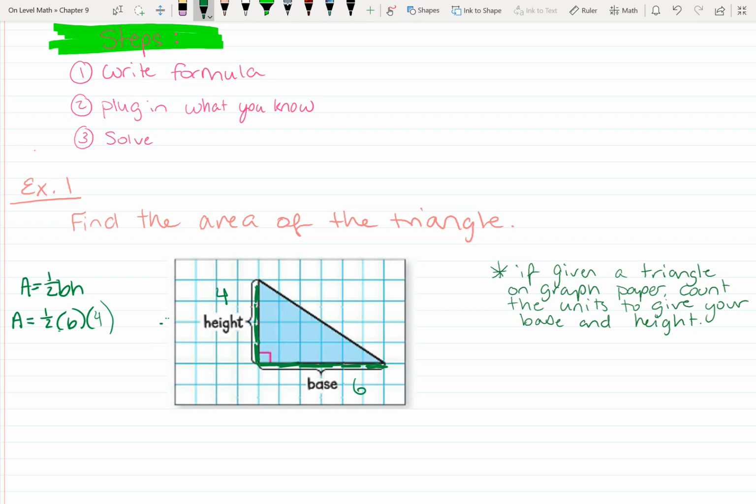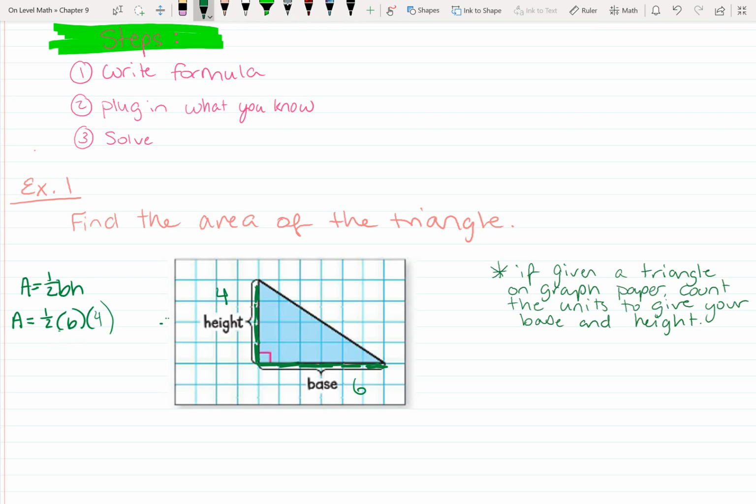Now, the commutative property tells me that I can multiply that 1/2 by the 4 or by the 6. So in this case, they're both even numbers, 6 and 4, so I can easily multiply them by 1/2. So half of 6 is 3, and I can do 3 times 4. But if that 6 weren't a 6, if it were like a 5, well, I'd rather find half of 4 because I know that quickly and I know that's 2. So I can do that if I want to.